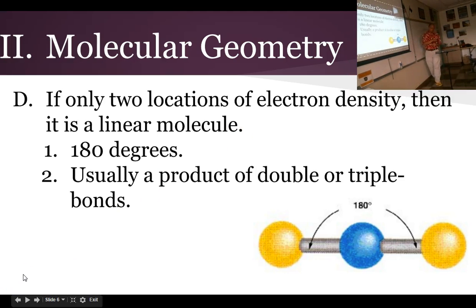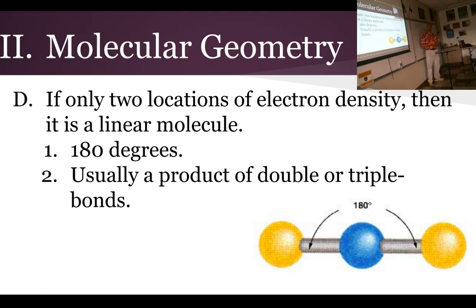So we talked about 4 regions of electronegativity. We talked about 3 regions of electronegativity, and now if there's 2 regions of electronegativity, well then it's a straight line. If you're trying to arrange 2 things as far away from each other as they can be, but still close to a central thing, you get a straight line. And so you have 2 objects trying to be far away from each other, and they wind up being 180 degrees away from each other.